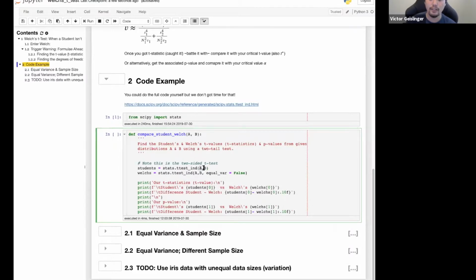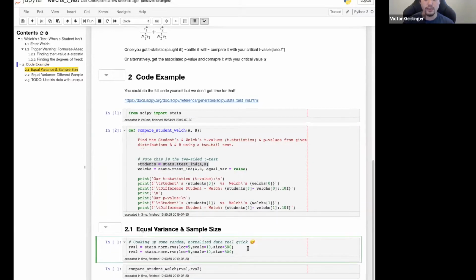And we have A and B, which are two different samples. And we basically say, okay, let's do a student's t-test and a Welch's t-test, okay? And all this returns is essentially a tuple of a t-value and the p-value. So we'll see what this looks like for equal variance.